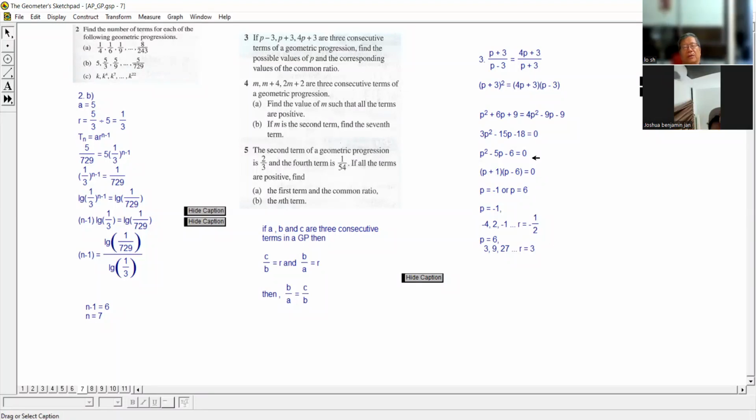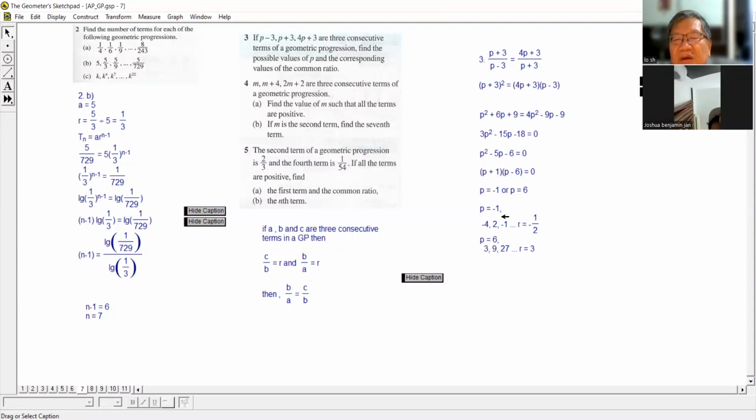Do you know how to factorize a quadratic equation or not? If you don't know how to factorize, you refer to the calculator. The calculator can do it for you. It just straight away gives you the answer: P is -1, P equals 6. Do you know how to use the calculator to get the answer? Okay, so we have the answer. They want the value of P, right? So find the corresponding common ratio. For the common ratio, you divide the term by the previous term, right?